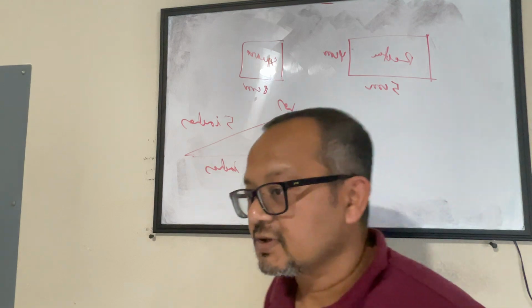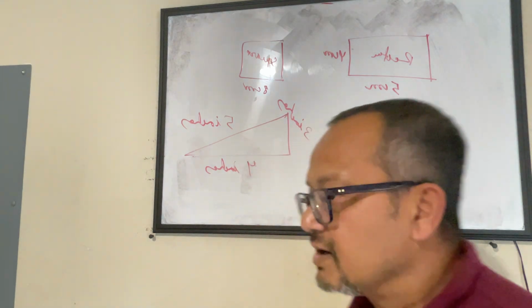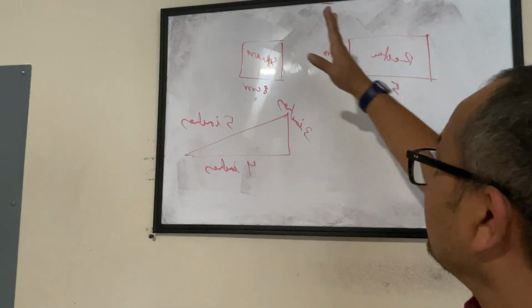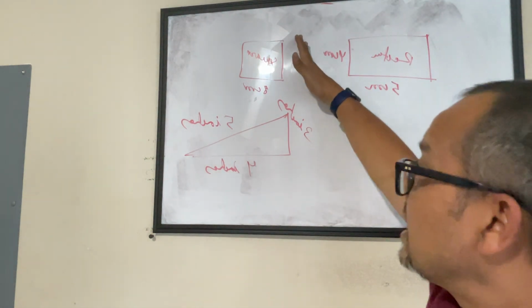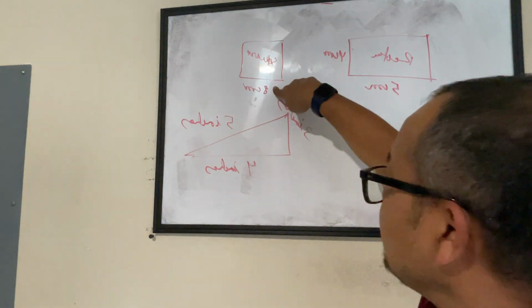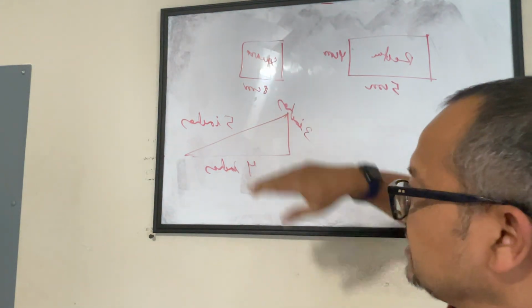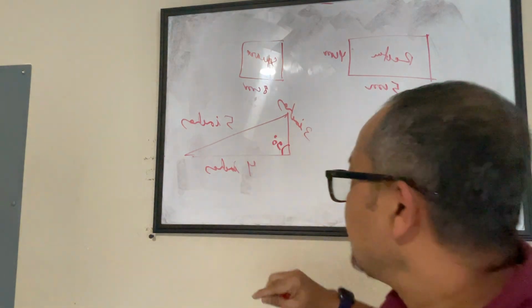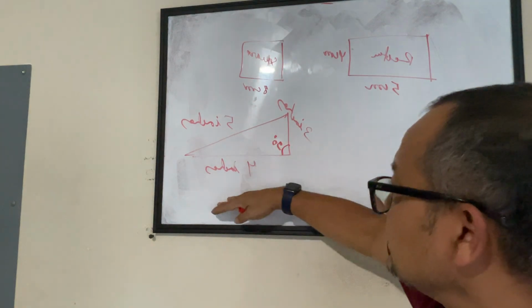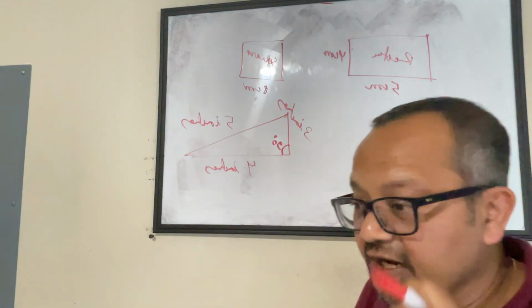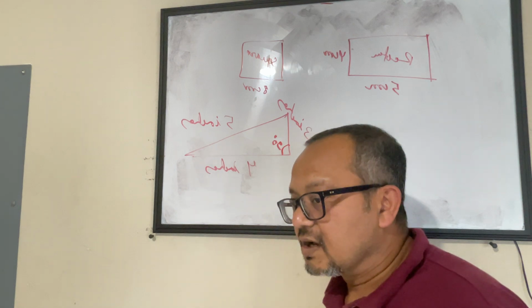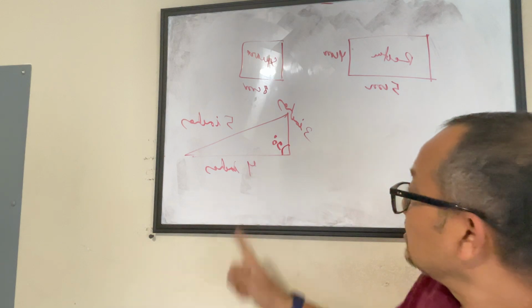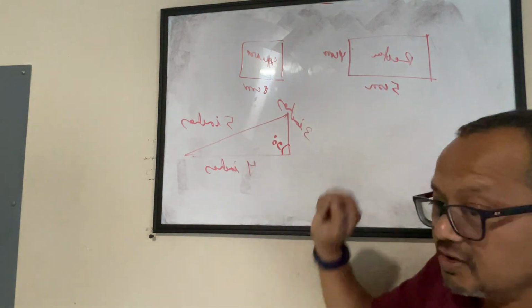Solve this problem. Okay? This is a rectangle. This side is 5 centimeters, this is 4 centimeters. Find out the area and perimeter. This is a square. This side is 8 centimeters. Find out the area and perimeter. This is a right angle triangle. This is 3 inches, this is 4 inches, this is 5 inches. Find out the area and perimeter.